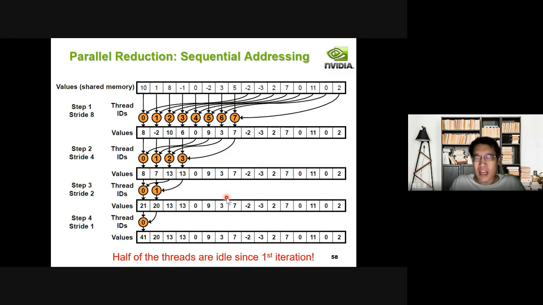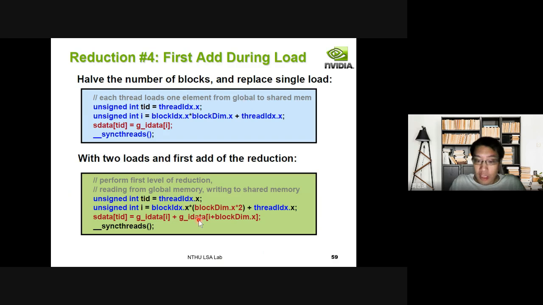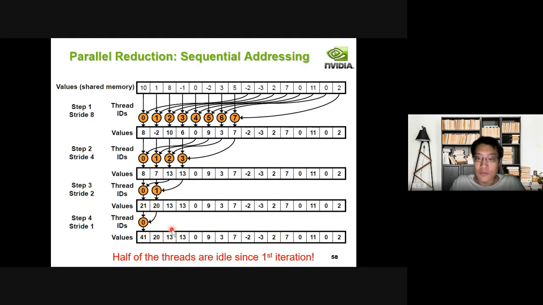So one way is that we can rewrite the code, right? For the first iteration, when we try to move the data, we ask each thread to move 2 elements from the global memory to the shared memory. And when we move, we add them directly. So as a result, we will achieve the pattern as shown over here. But from the beginning, we only need 8 threads, not 16 threads. Okay, so we reduce the number of threads we require for the computation.